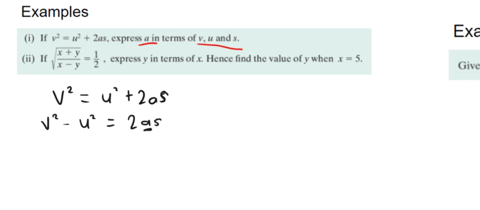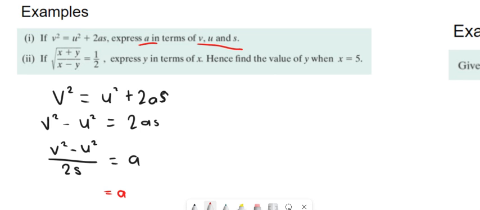And then we almost have the a by itself. We need to remove the 2 and the s, and they're both being multiplied by the a together. So because they're being multiplied, I can bring them over and divide. So v squared minus u squared over 2s is equal to a. And that's what we wanted. We want to get a situation where a equals, because that's what the question means.